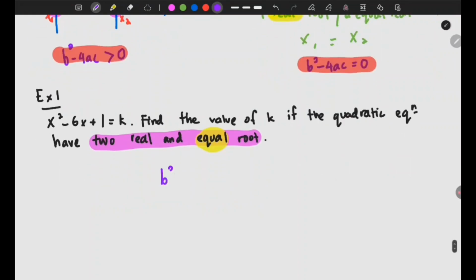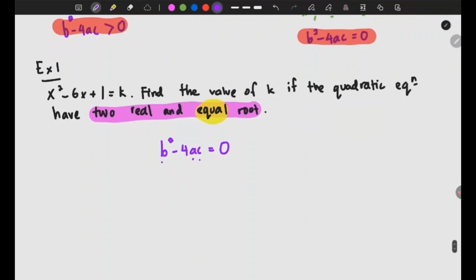No matter what, this is the equation that you're going to use. So you need to sub inside the value of b, a, and c, and you have your quadratic equation. x squared minus 6x plus 1 equals k. So what is your a, what is your b, and what is your c?